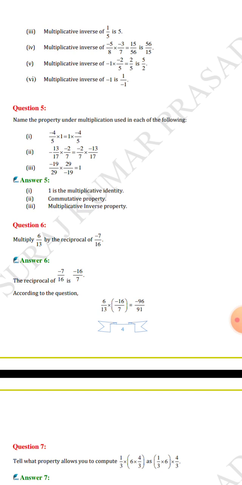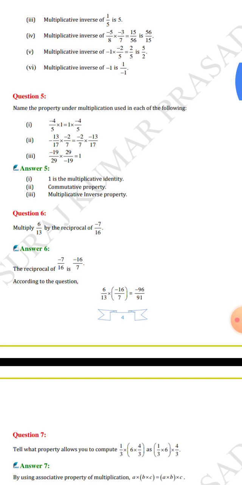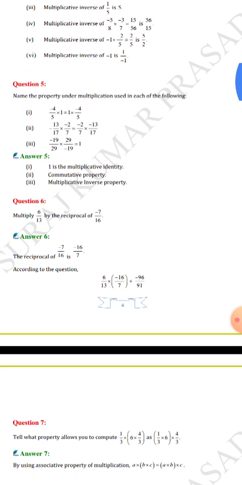We have to find which property they used. In the first question, they have used 1 is the multiplicative identity. In the second one, they have used commutative property. In the third one, they have used multiplicative inverse property. Let's solve the next question.